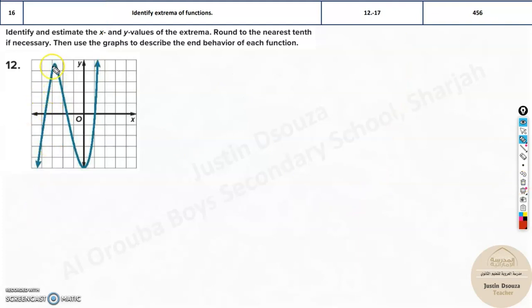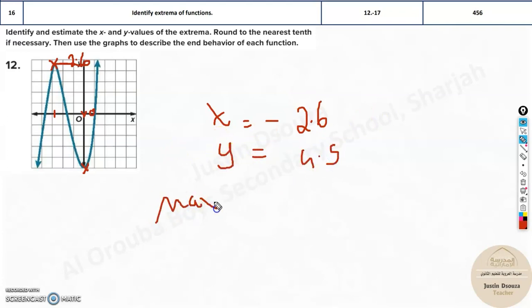Now, where is the relative maximum? Maximum is above, this one; minimum is down. How do you find it? The x value is about minus 2.5 or minus 2.6, and y is at 0. What is the value of the relative maximum? At x it's minus 2.6. What is the y value? It is somewhere over here, that is 1, 2, 3, 4, 4.5. So what you do is, relative maximum, we write REL, sorry, relative maximum is at (-2.6, 4.5).